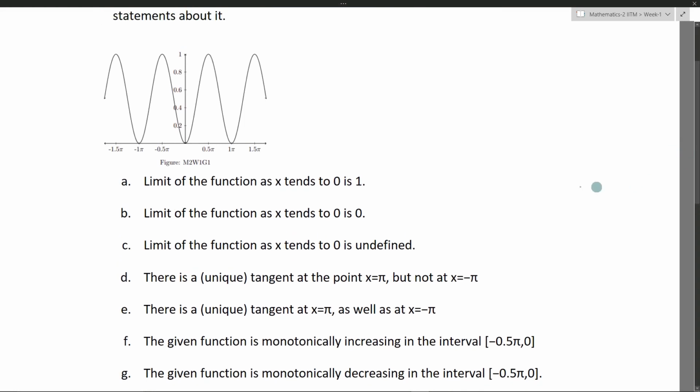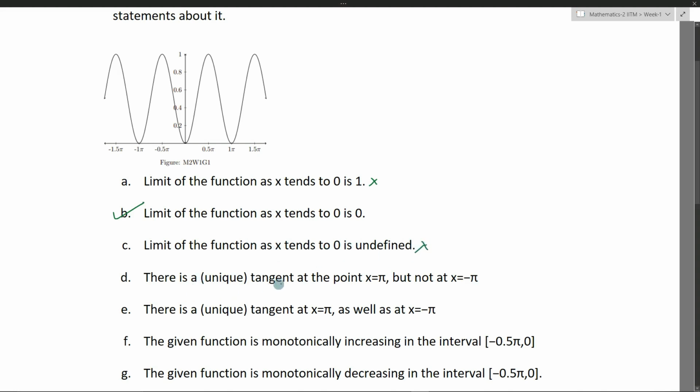What is given? The first option says the limit of the function as x tends to 0 is 1. With x tending to 0 from the right hand side as well as from the left hand side, in both cases the graph is converging to 0 itself. So the first option is wrong. The second option is right: the limit of the function as x tends to 0 is 0. The limit of the function as x tends to 0 is undefined? No. So this is also wrong. What about the next option?